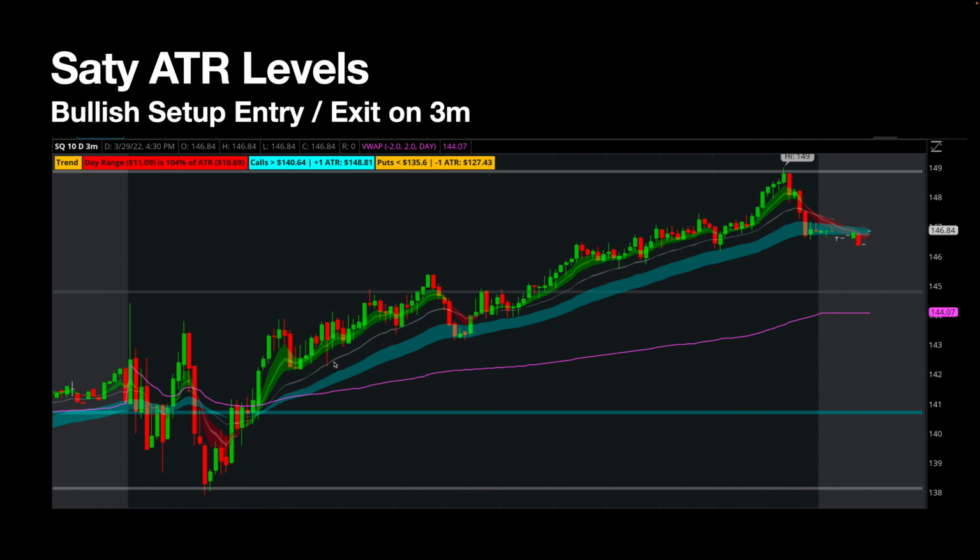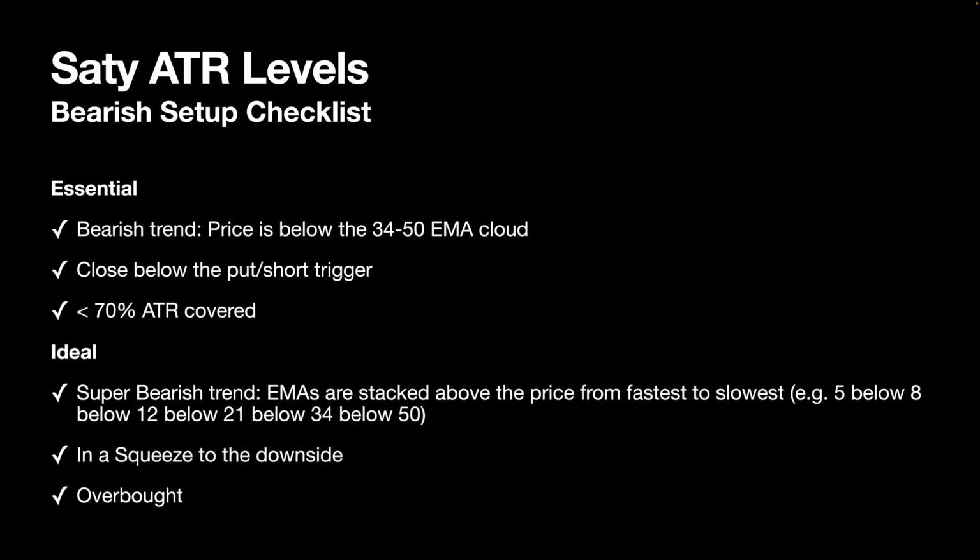But that's how you can take this trade with the 3-minute. So you can take it with the 10-minute. You can take it with the 3-minute. Most of the time, it just depends on the velocity of the price. So yeah, that's the bullish setup, entry and exit on 10-minute and 3-minute.